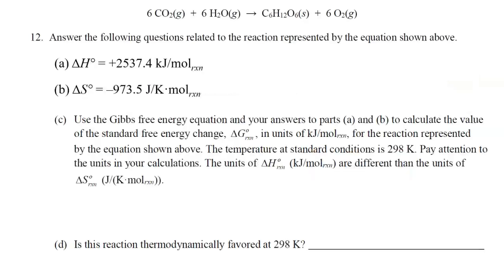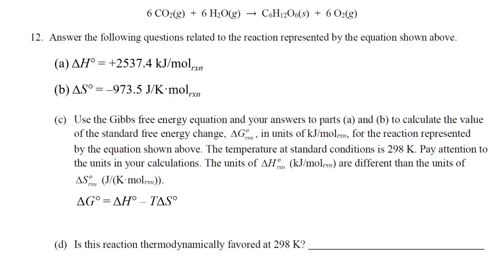Now, in part C, it says, use the Gibbs free energy equation and your answers to parts A and B to calculate the value of the standard free energy change, delta G, in units of kilojoules per mole of reaction for the reaction represented by the equation shown above. The temperature at standard conditions is 298 kelvins. Pay attention to the units in your calculations. The units of delta H, which are kilojoules per mole of reaction, are different than the units of delta S, which are joules per Kelvin mole of reaction.